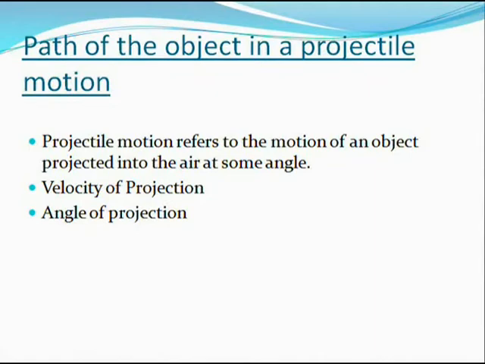So what is projectile motion? Projectile motion refers to the motion of an object projected into the air at some angle. The important things here are the velocity of projection, that is the velocity with which the object is projected into the air, and the angle of projection, that is the angle which the velocity vector makes with the horizontal. Let's see this with the help of an animation.